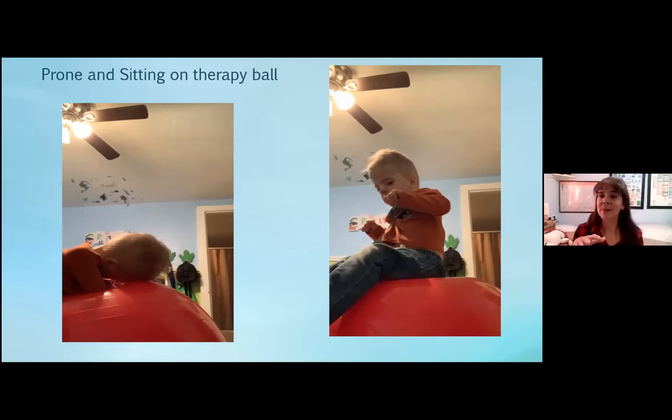Remember, babies develop from head to toe, right? I've got to have head control if I'm going to have trunk control and if I'm ever going to hope for him to crawl or walk in the future. So we have to gain that head control. I want to show you how much better he sits on a therapy ball.